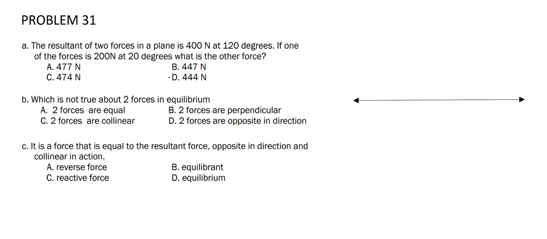For this problem, for the first one, the resultant of two forces in the plane is 400 newtons at 120 degrees. If one of the forces is 200 newtons at 20 degrees, what is the other force? So let's construct our force triangle.